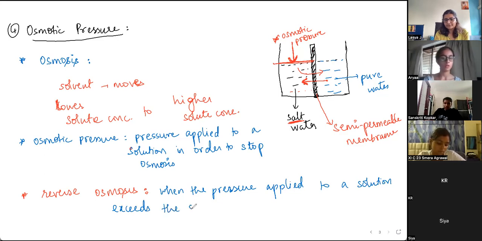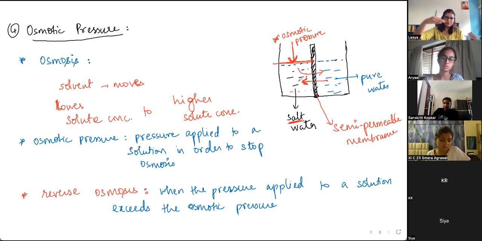the osmotic pressure. Miss, how can the osmotic pressure be present in the solution itself because of the concentration difference, right? It's not something that can be applied externally, right? It is present, which is why this motion is taking place. So if you apply the pressure externally, in the opposite direction on the solution itself, then both of them, equal and opposite forces, get balanced and you can stop the osmosis from taking place.